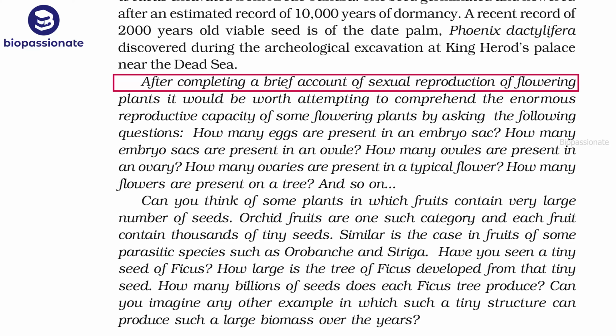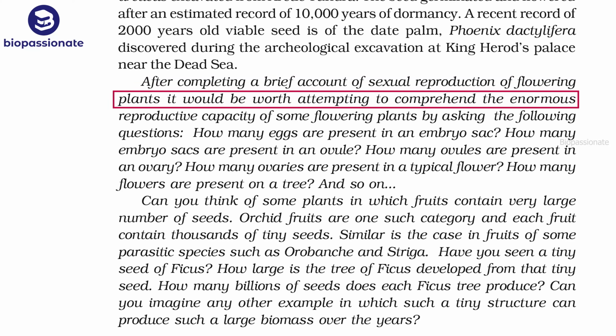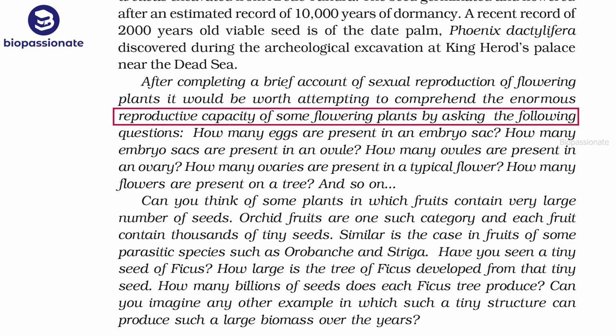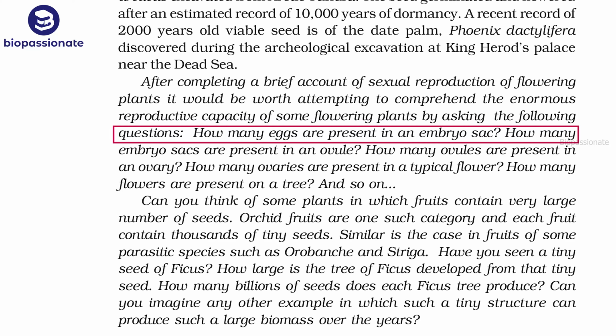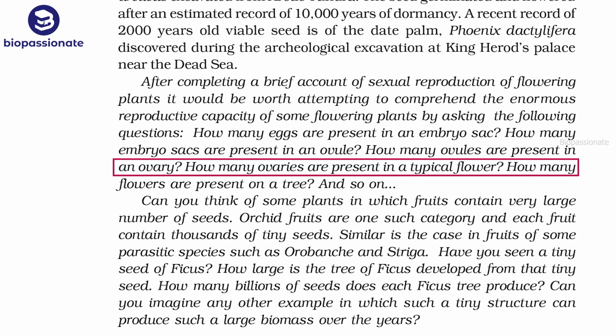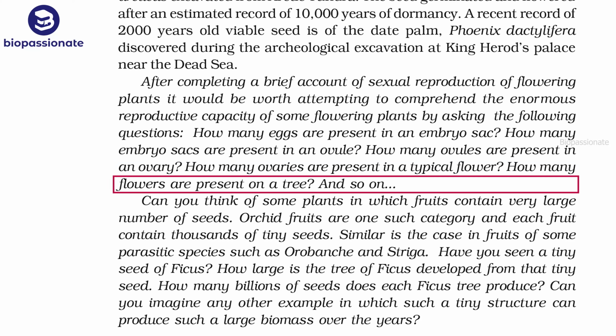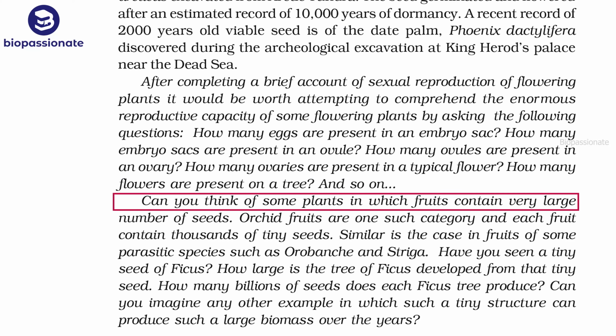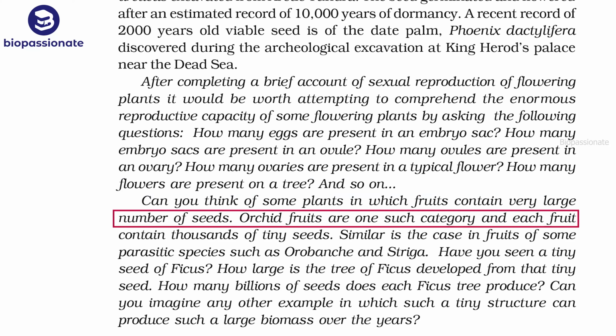After completing a brief account of sexual reproduction of flowering plants, it would be worth attempting to comprehend the enormous reproductive capacity of some flowering plants by asking the following questions. How many eggs are present in an embryo sac? How many embryo sacs are present in an ovule? How many ovules are present in an ovary? How many ovaries are present in a typical flower? How many flowers are present on a tree? And so on. Can you think of some plants in which fruits contain very large number of seeds?